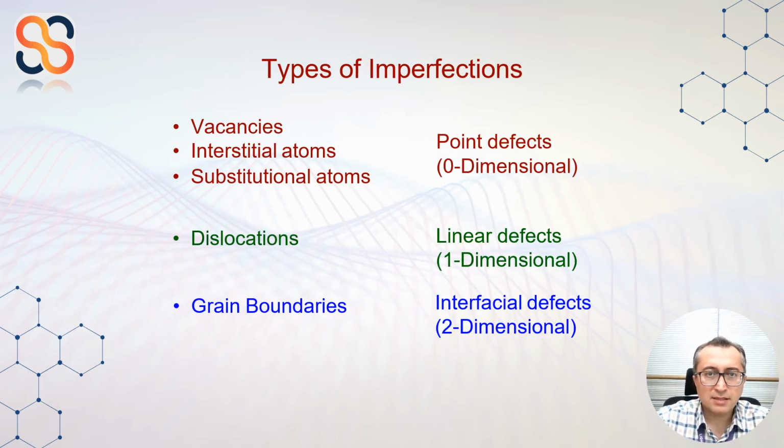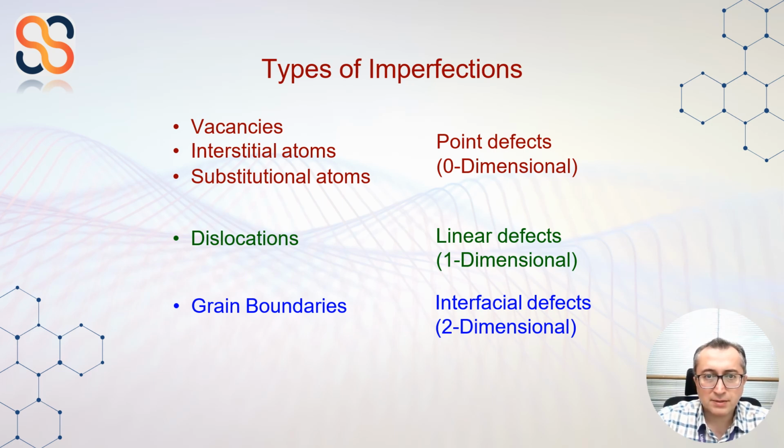Now, let's get into the type of imperfections we can find in solids. We typically categorize these imperfections based on their dimensions. First up, we have point defects, which are zero-dimensional. These are tiny irregularities in the crystal structure that can significantly affect the material's properties.